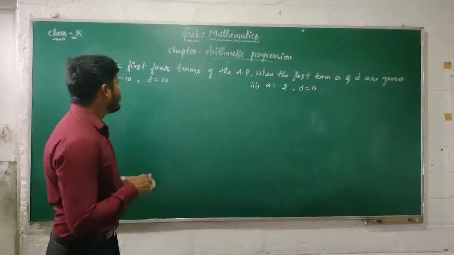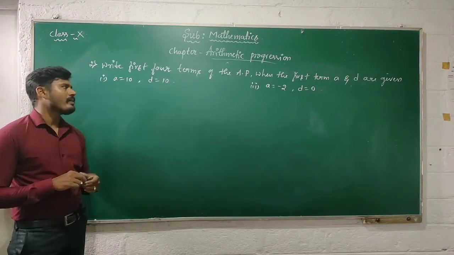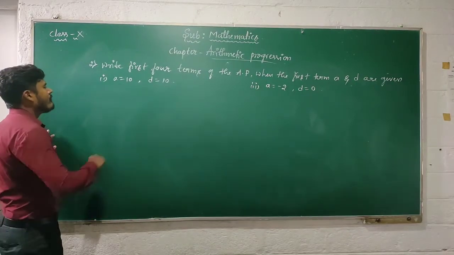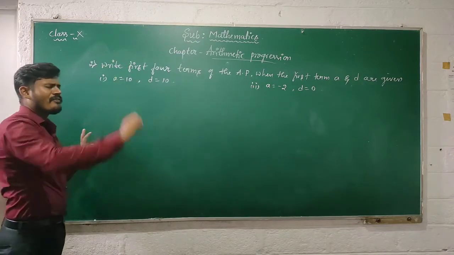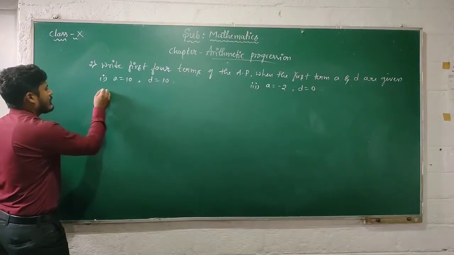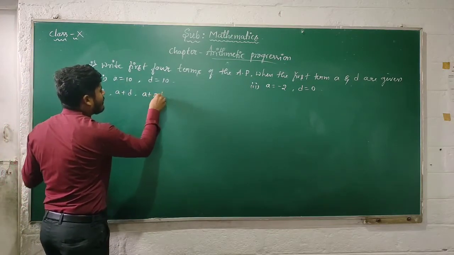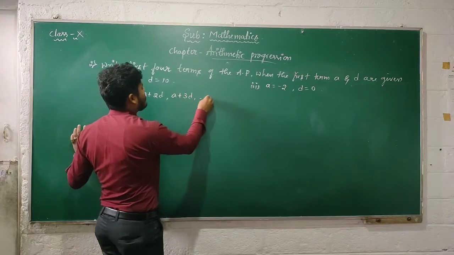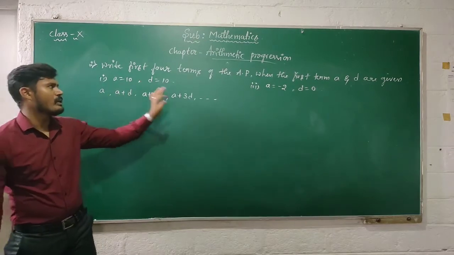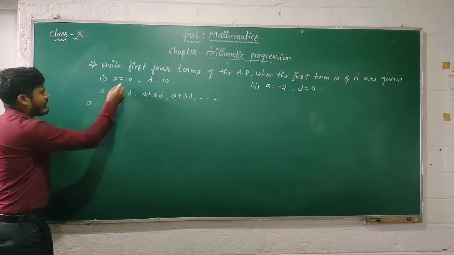So similarly, in the first question, they are given the first term is 10 and the common difference is also equal to 10. We know that the general form of the first four terms of an arithmetic progression are A, A plus D, A plus 2D, A plus 3D. These are the general form of the first four terms of the given AP. Then find out one by one. What is A? Here A is 10.